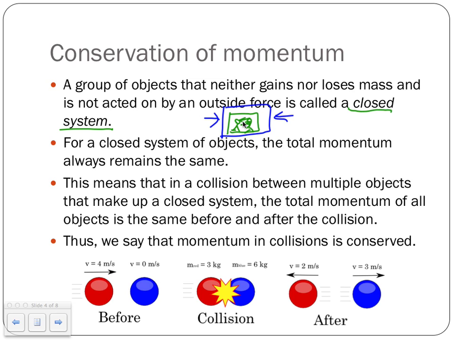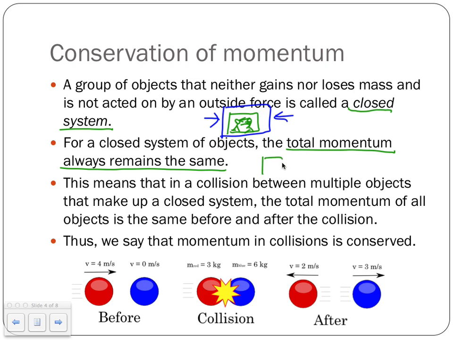A weird example of one, but it's still a closed system here. So for such a closed system, where the system neither gains mass nor loses mass and isn't acted on by an outside force, the total momentum always remains the same. This is called the law of conservation of momentum: when you have a closed system, the total momentum before and the total momentum afterwards are the same.